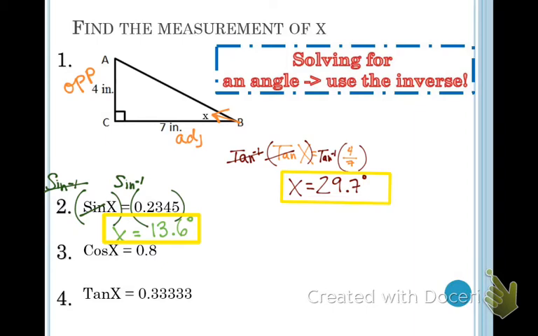All right, to get rid of cosine, you're going to use the inverse again. So cosine to negative 1 on both sides, even though I don't have room. So shift cosine of 0.8. Has Nate tried these? He did all of them? Okay. What do we get? All right, so round to the tenth. 36.9.